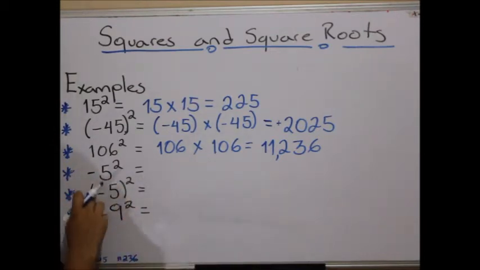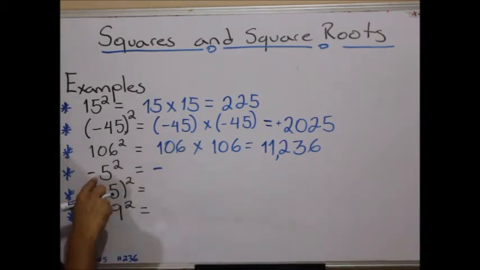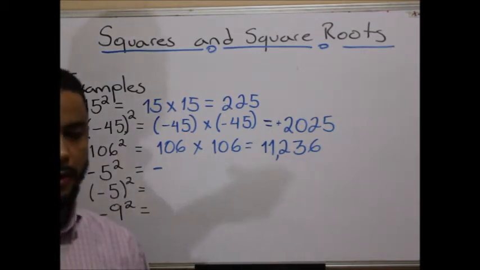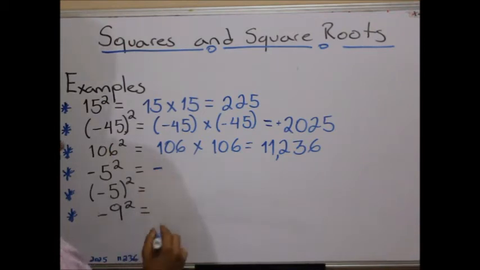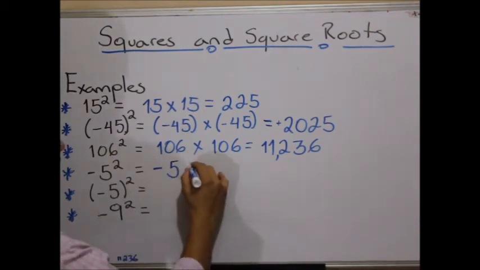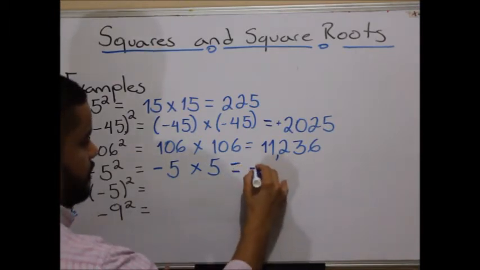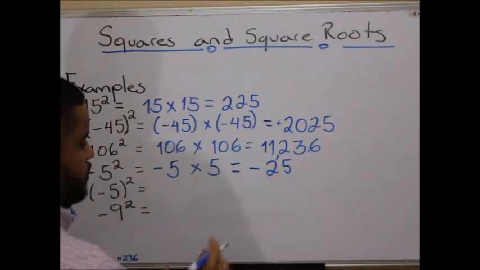Now the next one, we're having here negative 5 squared. So we're going to write this like the negative, and our negative is alone. It is not inside a parenthesis. So we're going to have just one negative and 5 times 5. So this will be equal to negative 25, because 5 times 5 is 25.